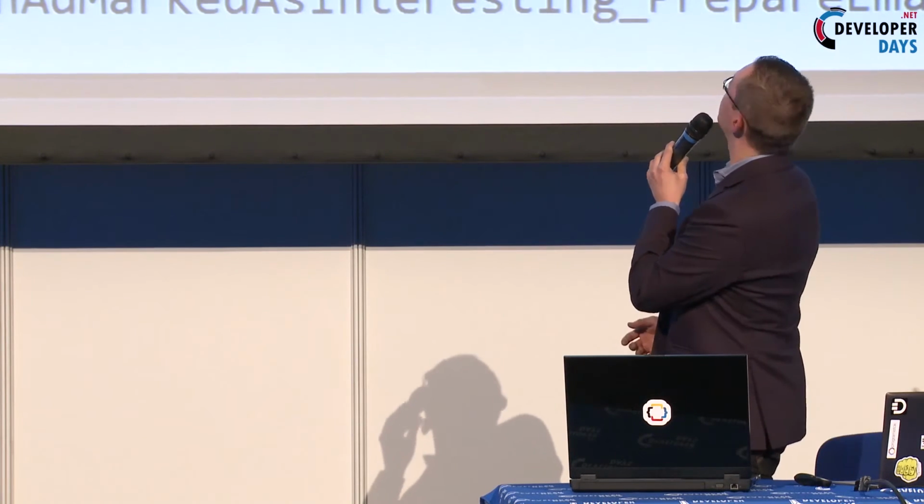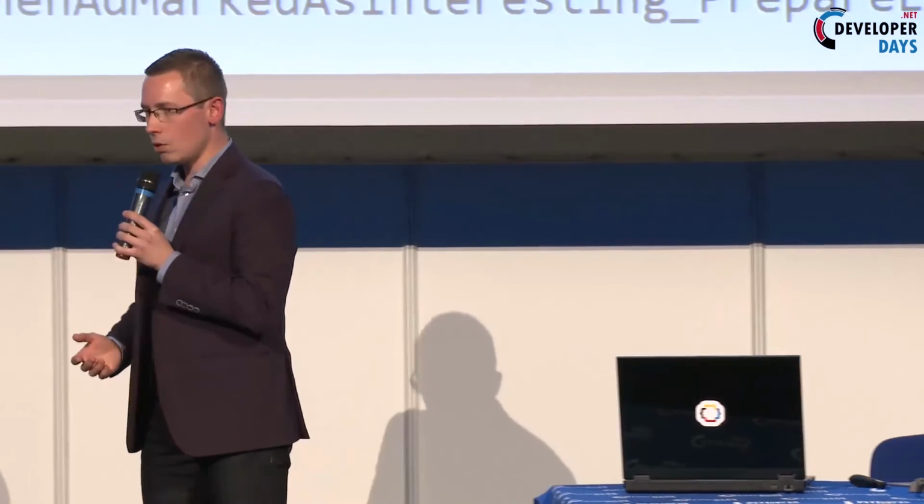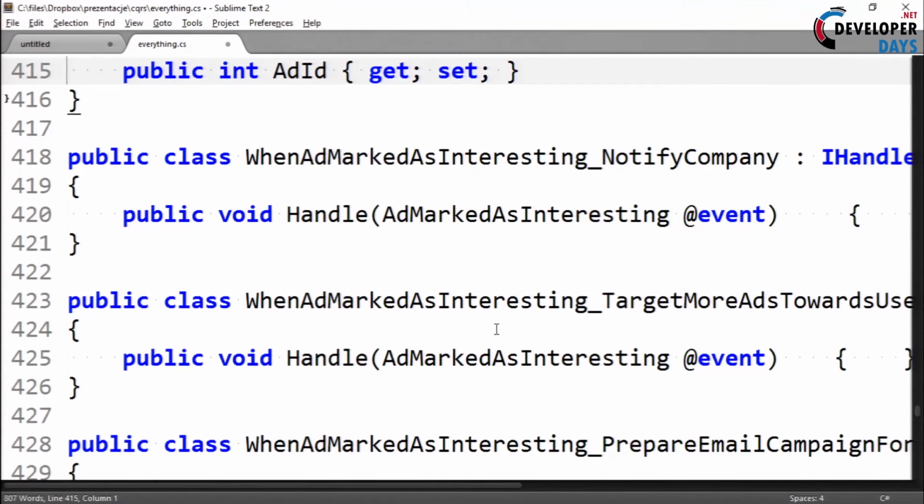So what can we do? When an ad is marked as interesting, we can notify the company. Send some email, hey, this user marked your ad as interesting. The company can write its own handler. When an ad is marked as interesting, target more ads towards the user. He will eventually buy something. Or when someone marks an ad as interesting, let's prepare an email campaign for the user. Maybe he will buy something.